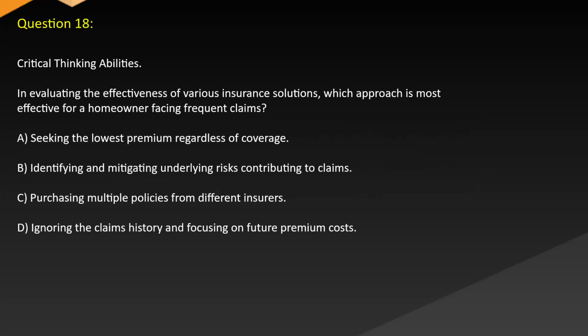Question 18. Critical thinking abilities. In evaluating the effectiveness of various insurance solutions, which approach is most effective for a homeowner facing frequent claims? A. Seeking the lowest premium regardless of coverage. B. Identifying and mitigating underlying risks contributing to claims. C. Purchasing multiple policies from different insurers. D. Ignoring the claims history and focusing on future premium costs.